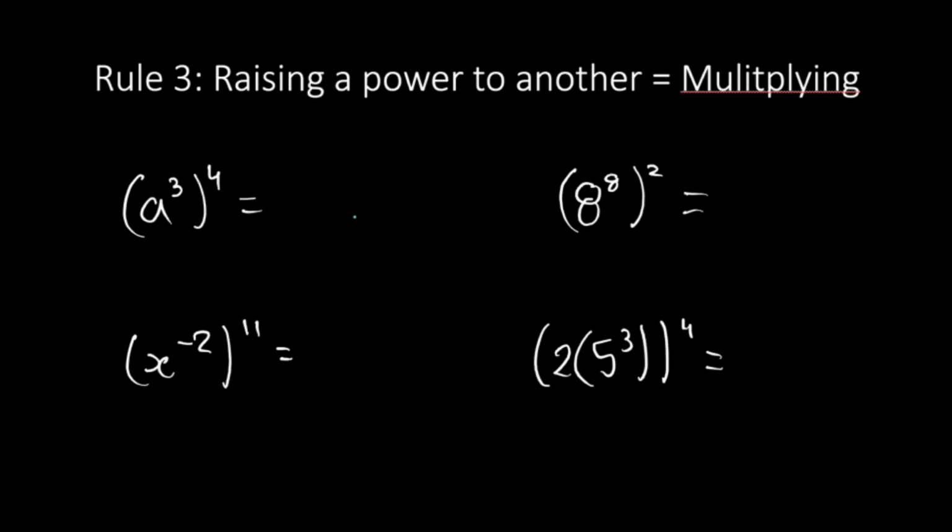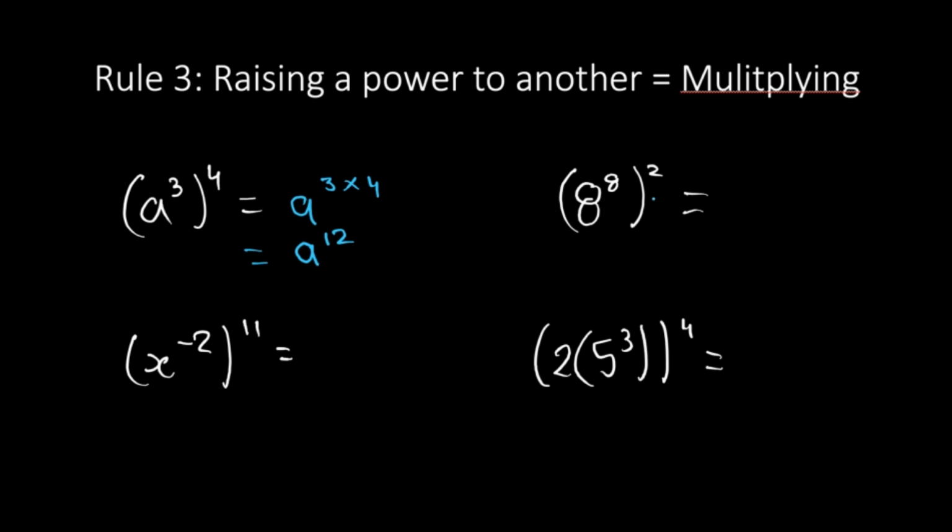Rule number 3, raising a power to another equals multiplying. Okay, so if you have a power to the power of something, you just times the powers. So in this scenario, you have a cubed all to the power of 4. So what you do is you times the powers. Okay, so then it becomes a to the power of 12.